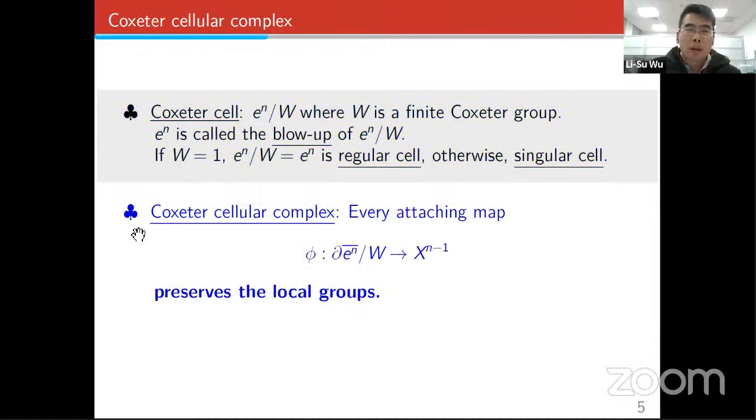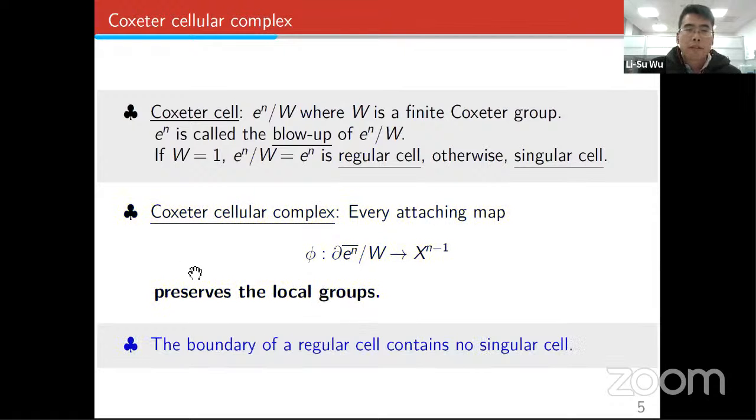With a little more requirement, our Coxeter cellular complex requires that every attaching map should preserve the local group. That is, this attaching map phi, restricted to the local group of each point in the boundary of this cell, is an isomorphism. This is very important in our construction. Under this condition, the boundary of a regular cell contains no singular cell.